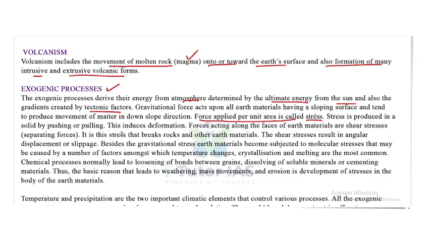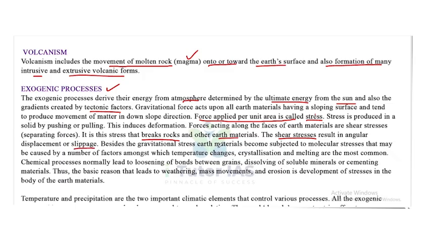Stress is produced in a solid by pushing or pulling. This induces deformation. Forces acting along the faces of earth materials are shear stresses. It is this stress that breaks rocks and other earth materials. The shear stress results in angular displacement or slippage.